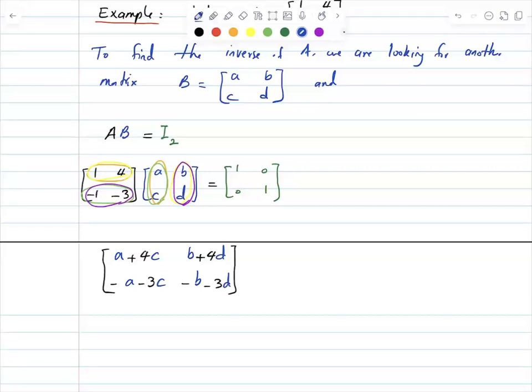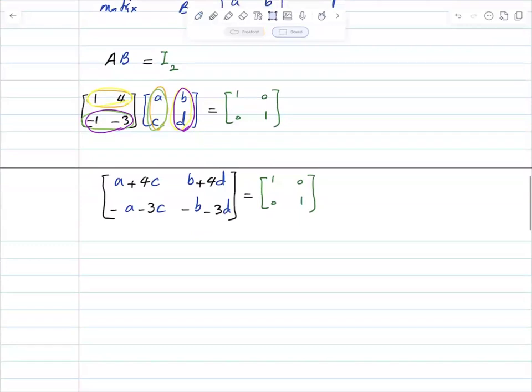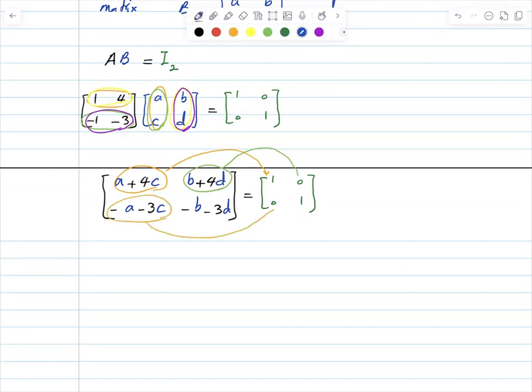And on the right-hand side, we basically have our identity matrix. Just set up the algebra. It should be super easy for you. The entries must be equal entry-wise. And then just do the algebra. Perfect. So here we go. Let us set this up.